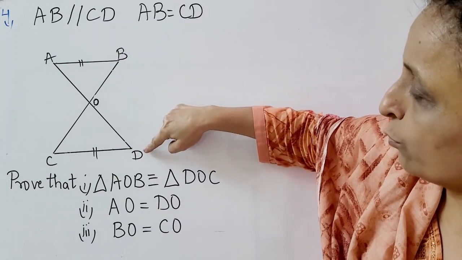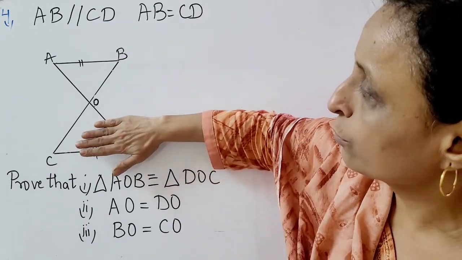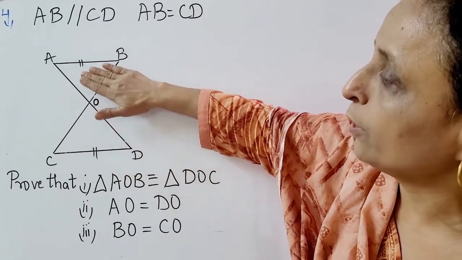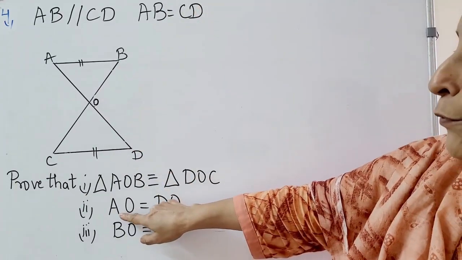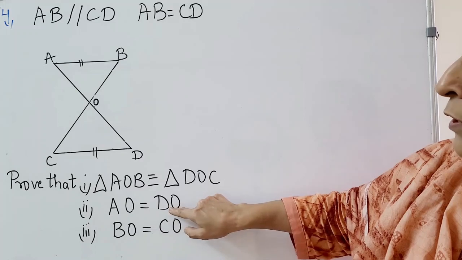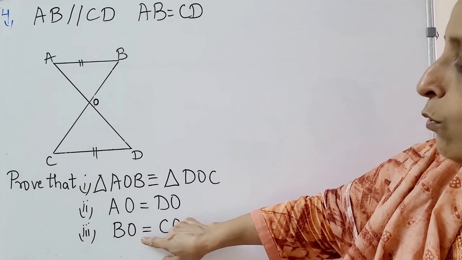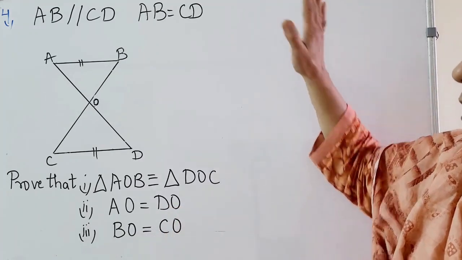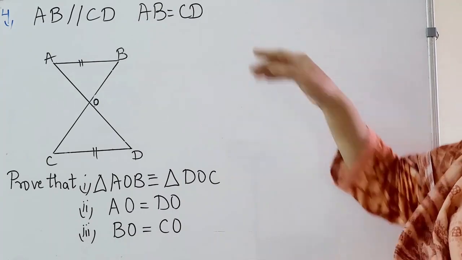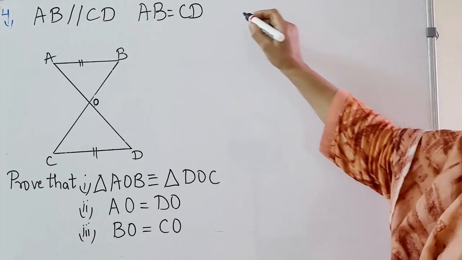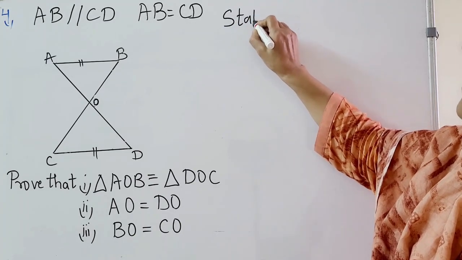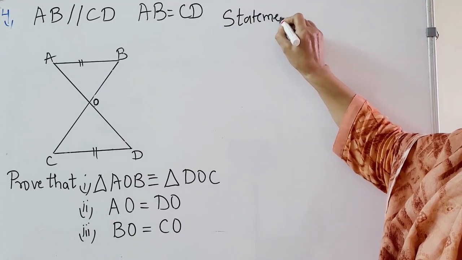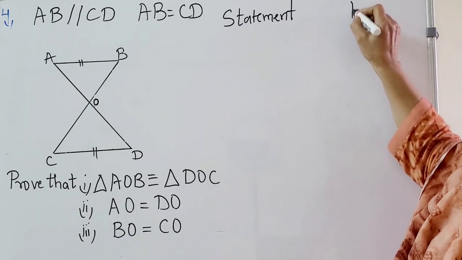AOB is equal to DOC. These two triangles are equal. You have to prove. And then you have to prove AO is equal to DO and BO is equal to CO. Now, how do you start? You write the statement and then you write the reason. Statement and the reason.